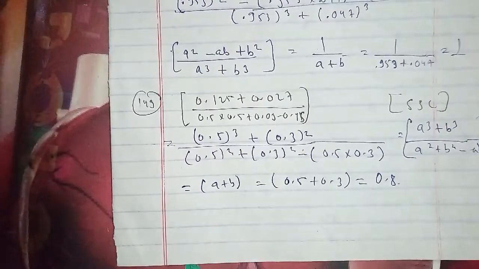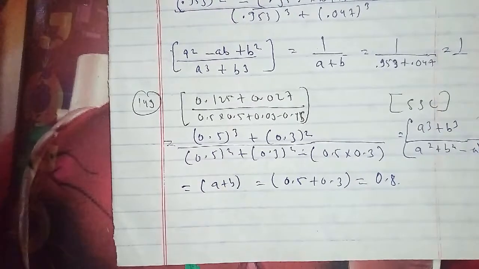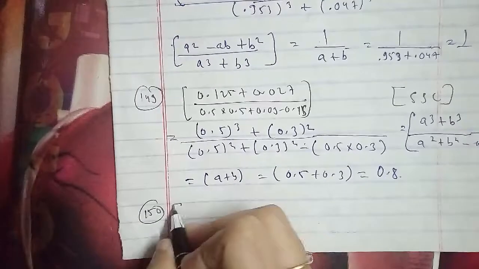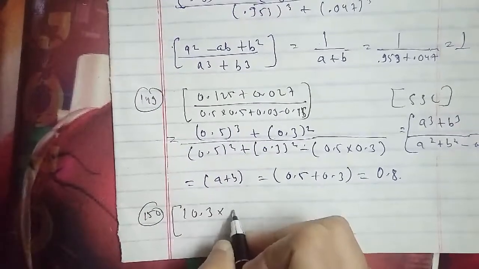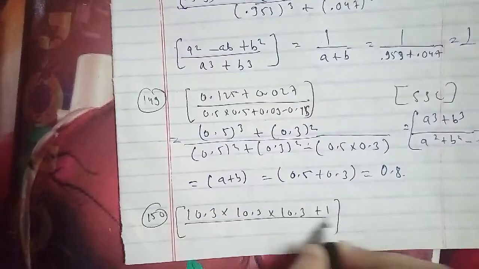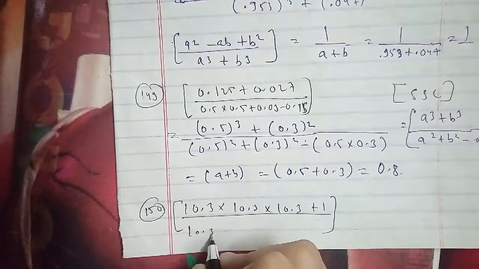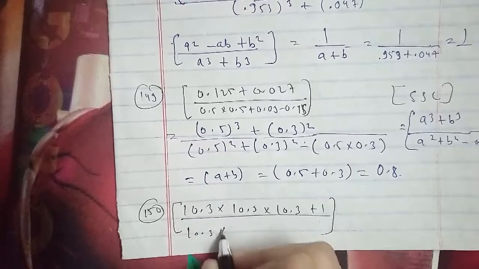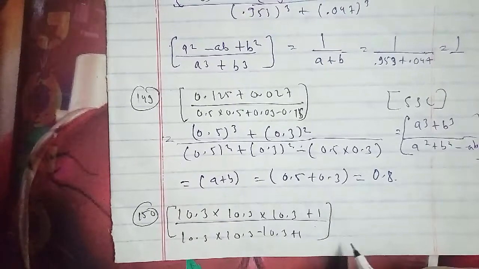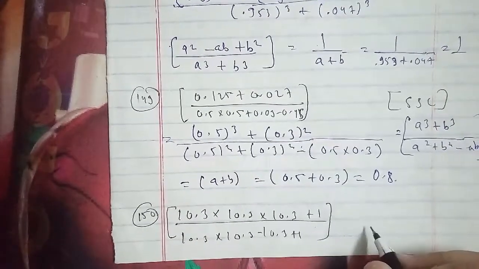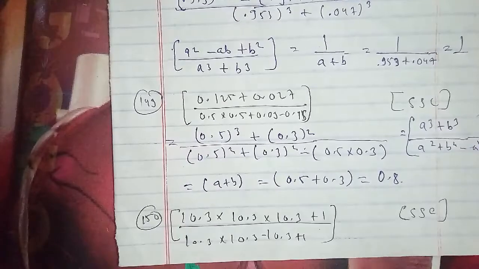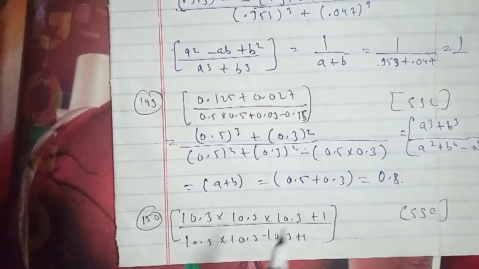Let's go ahead with the other one, which is the 150th question of the session. The question is 10.3 into 10.3 into 10.3 plus 1 upon 10.3 into 10.3 minus 10.3 plus 1. The options are 9.3, 10.3, 11.3, 12.3. This has been asked in an SSC examination paper, so that is also an important one.